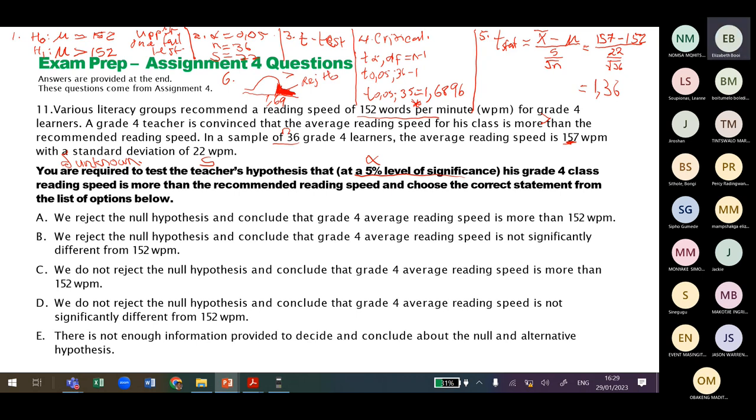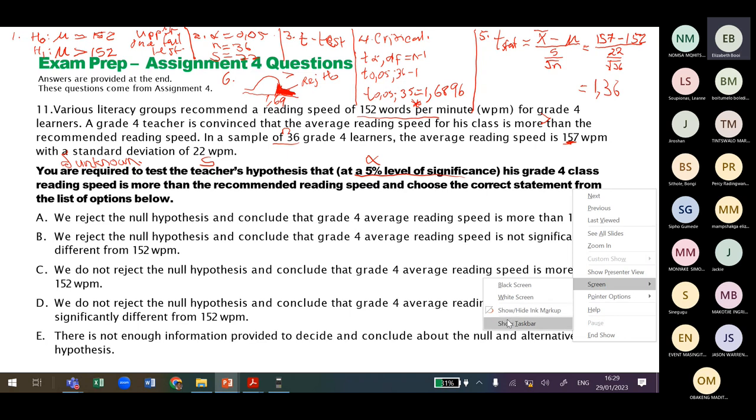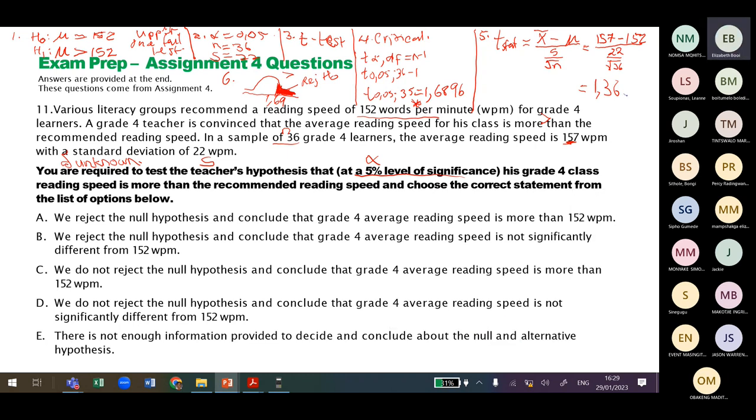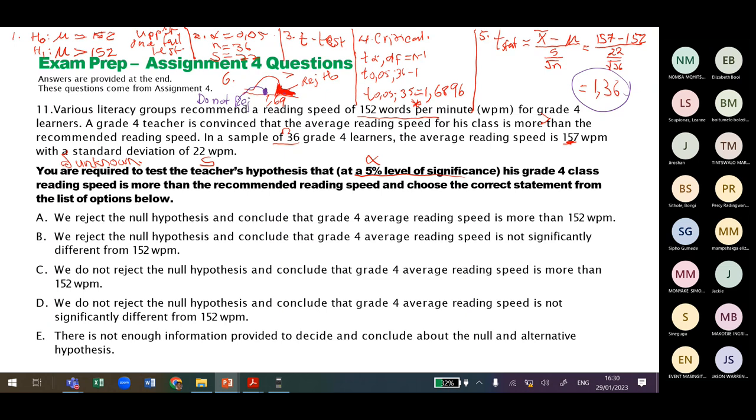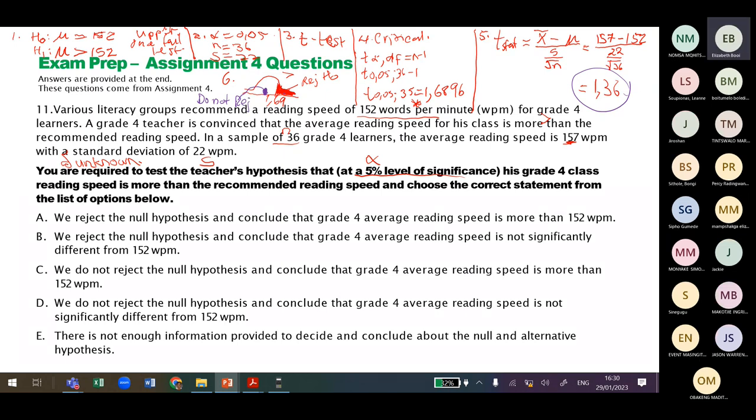So now, let's make that decision. Where does 1.36 fall? Does it fall in the rejection area? Changing my color to purple. So this value, where does it fall? Does it fall here or in the white area? 1.36, it falls in the white area, the do not reject area. So therefore the decision is we do not reject the null hypothesis.